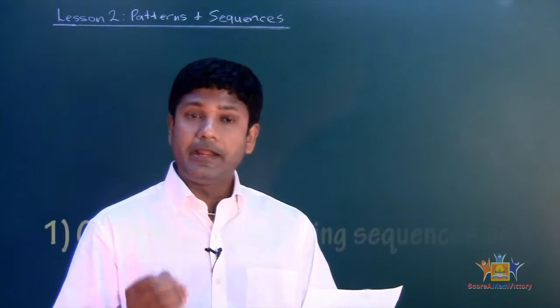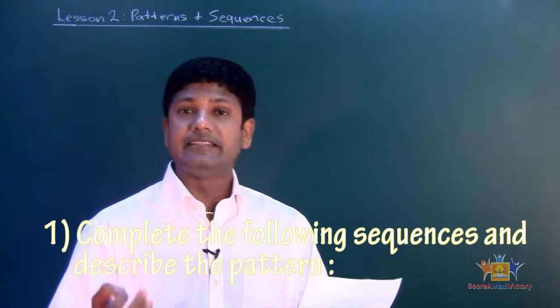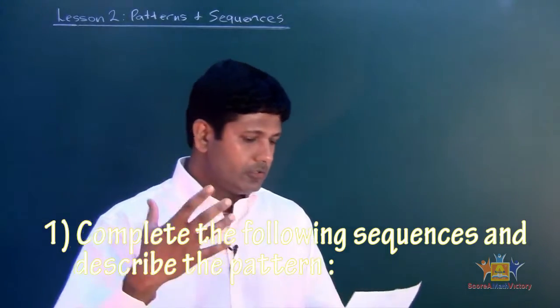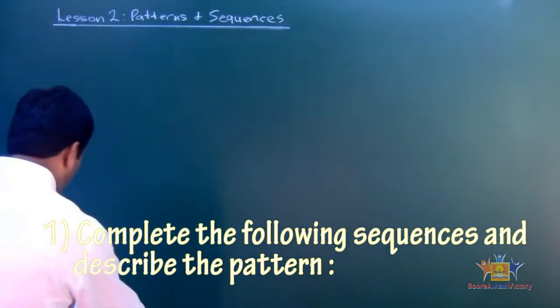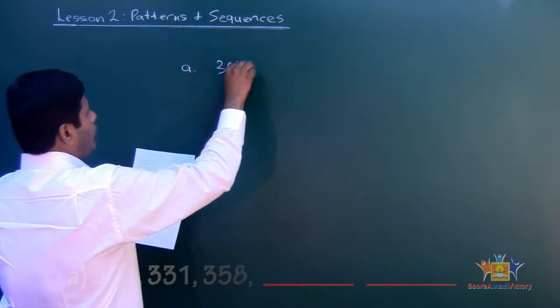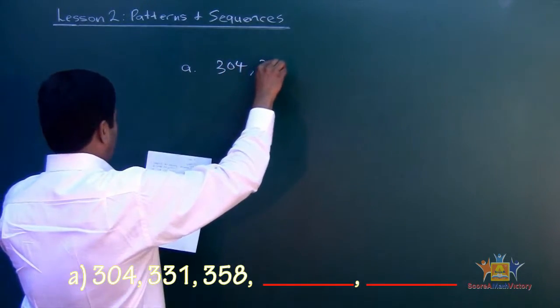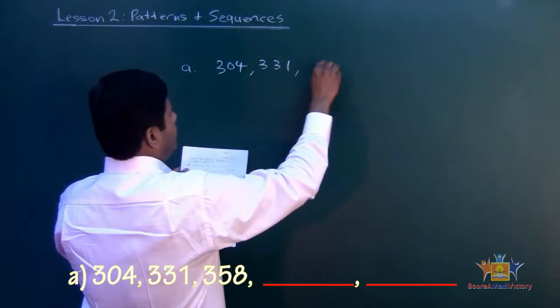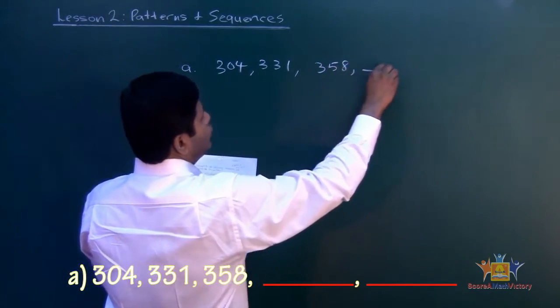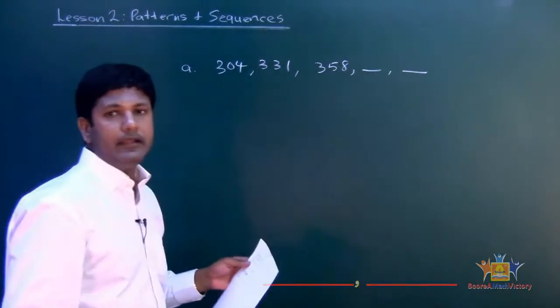It says complete the following sequence and describe the pattern. All right, so let's do problem A. You're given a sequence which is 304, 331, and then 358. And then 2 blanks. Okay, so we're going to complete the sequence.